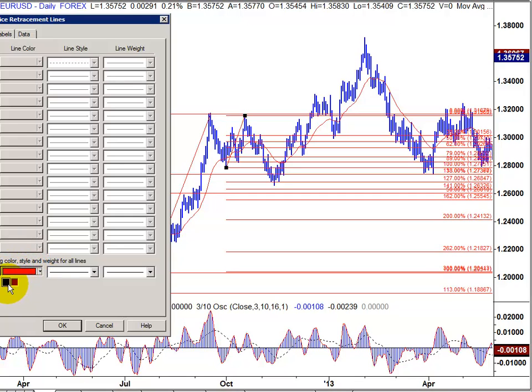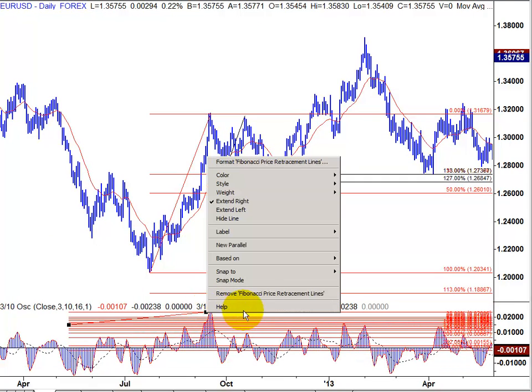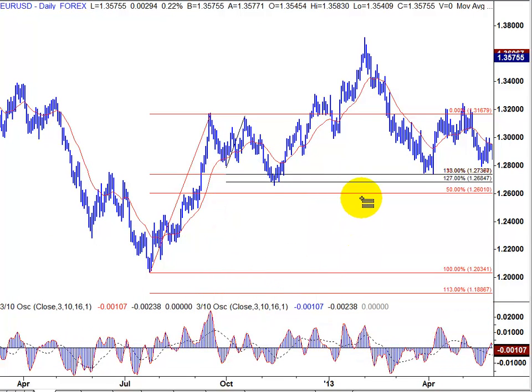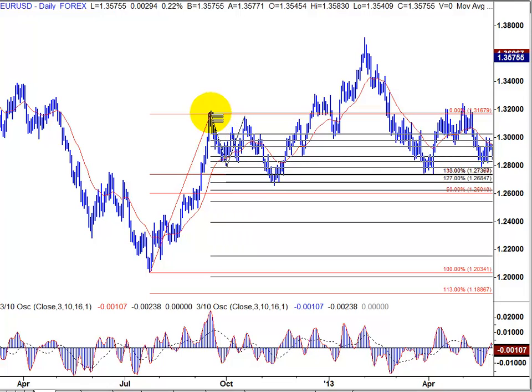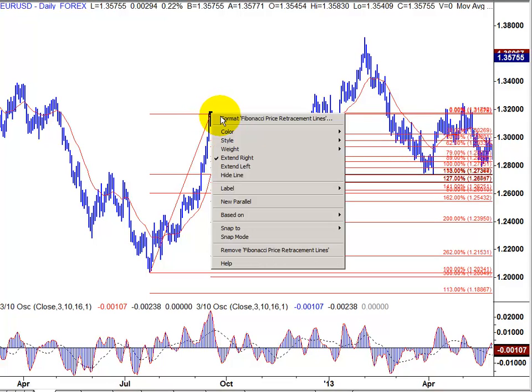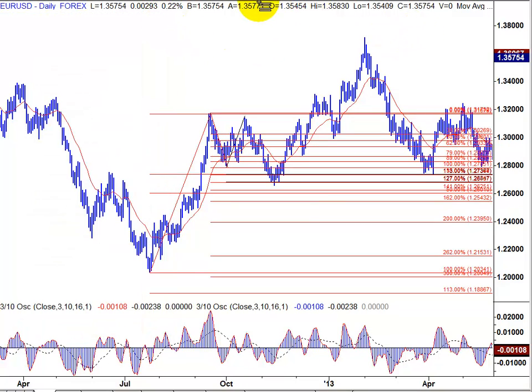Going to change the color here a little bit. And I'm going to only leave in the important ones. And then we're going to look at the distance from A to B for a C to D relationship.